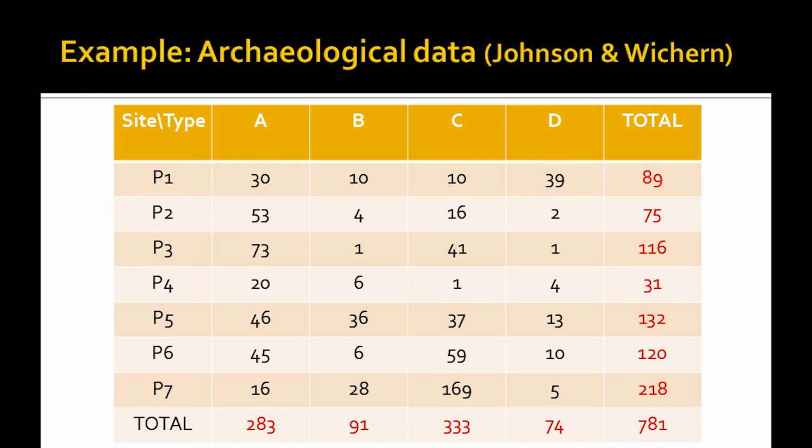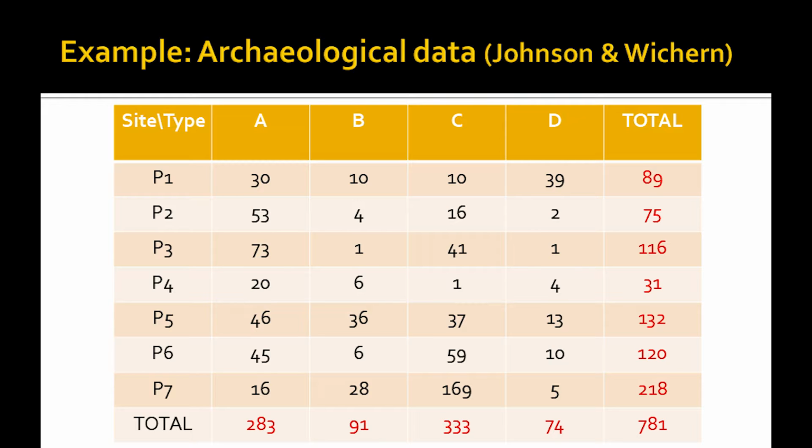What about the marginals? Look at the last column, which gives us the marginals of the rows. In this case, we have 781 total potteries found, of which 89 are of the first type, 75 of the second type, etc. Similarly, if we look at the last row, again there have been 781 potteries found, and 283 are from site A, 91 from site B, 333 from site C, and 74 from site D.